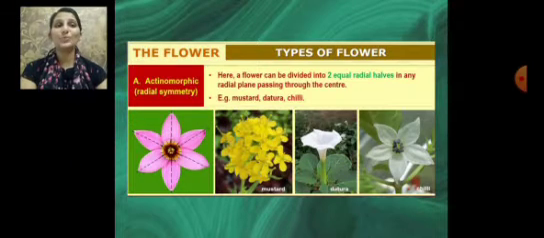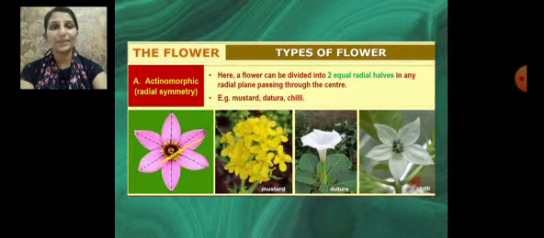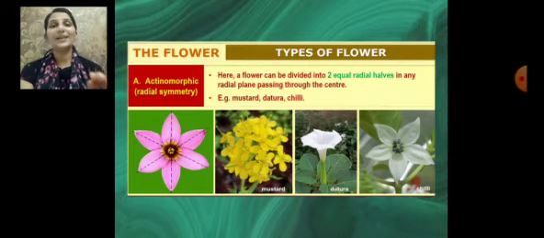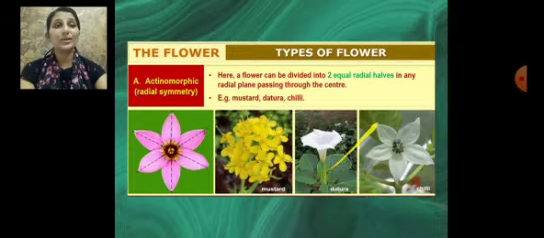What is an actinomorphic flower? The flower can be divided into two equal radial halves in any radial plane passing through the center. Whichever radial plane passing through the center we take, the flower can be divided into two equal halves. And such a flower has a radial symmetry, or the other name for it is actinomorphic. Examples are the mustard flower, the datura, the chili.